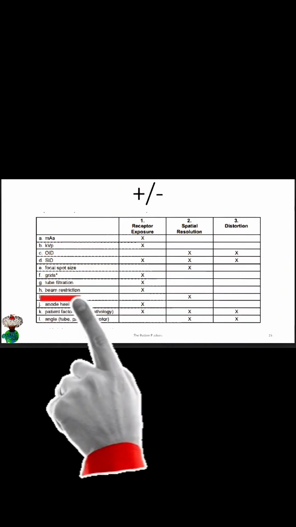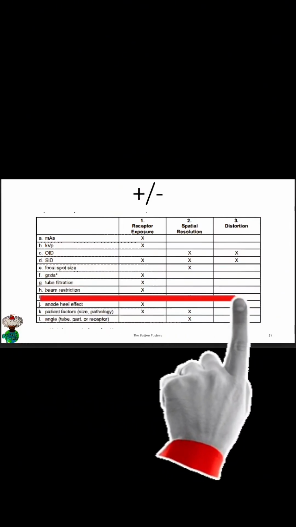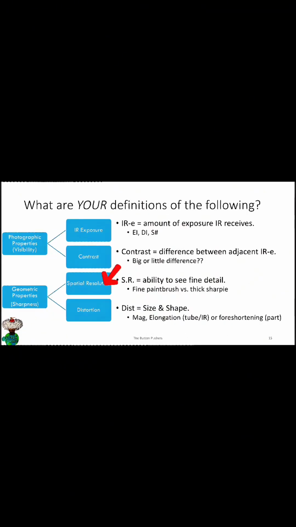Will opening collimation change spatial resolution or distortion? First, what is your definition of distortion? It is size and shape, correct? It's either from magnification or the body part being elongated or foreshortened that can happen from the tube, the patient, or the IR not being aligned with one another. Sometimes this is a good thing and helps remove superimposition and allows us to see anatomy that we otherwise would not be able to. But anytime we have distortion, spatial resolution is going to decrease.